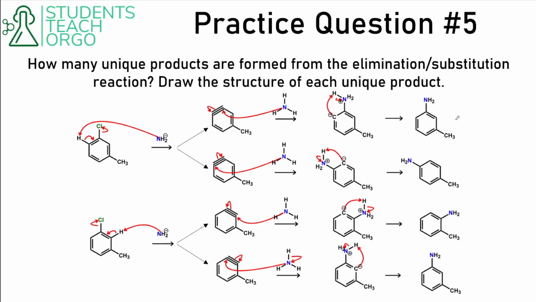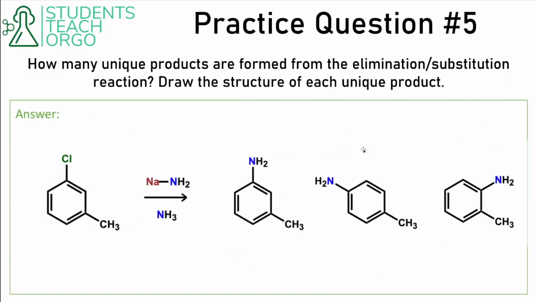Now the question asked to identify how many unique products are made. And so over here we've got a 1,4 relationship between the NH2 and the methyl group. Over here we've got a 1,3, down here a 1,2, and here it's 1,3 again. So we've really only made 3 unique products, and the structures are these right here.